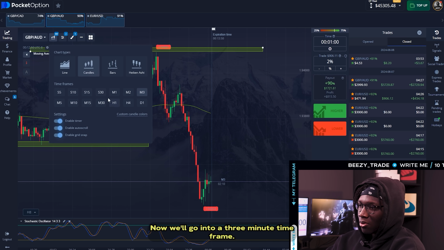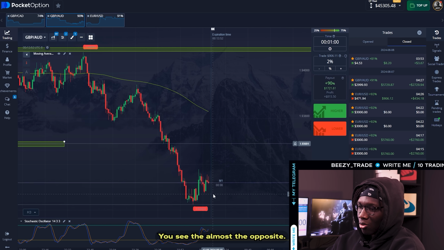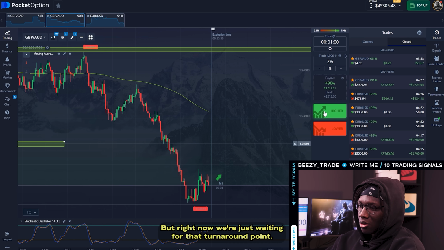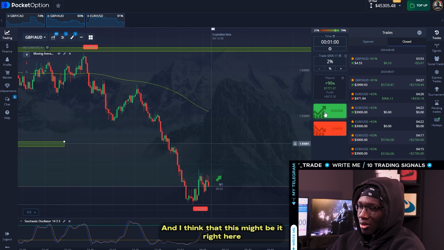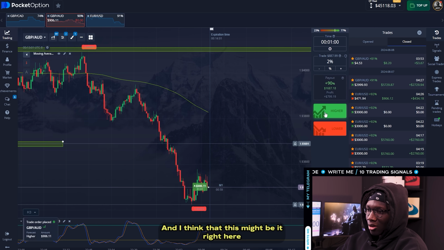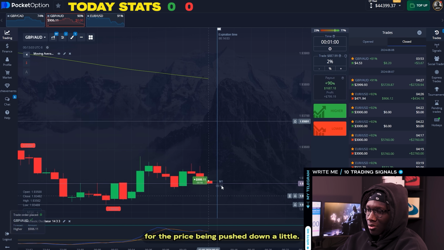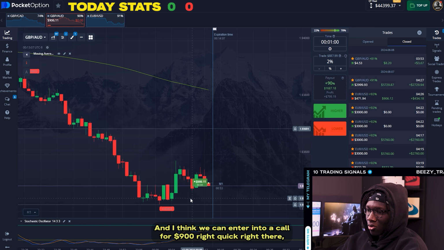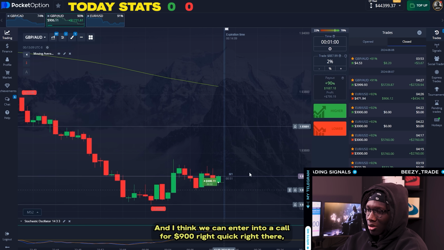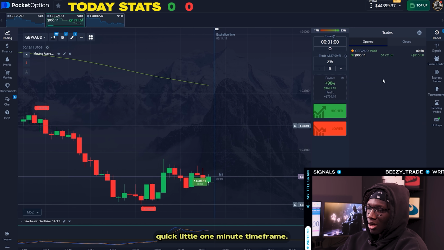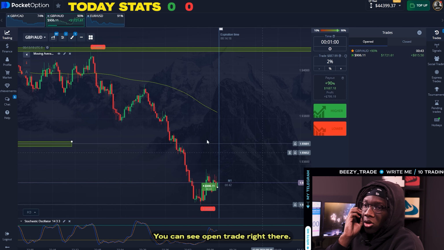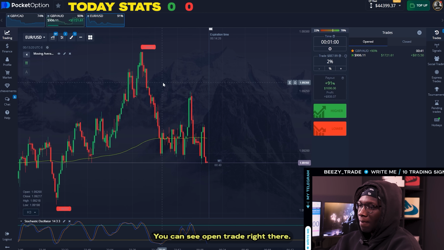Now if we go to a 3-minute time frame, you can see they're almost the opposite. But right now we're just waiting for that turnaround point, and I think that this might be it right here. See that price being pushed down a little, and I think we can enter into a call for $900 right quick right there. Quick little 1-minute time frame. So as you can see, let me show you my open trade right there.